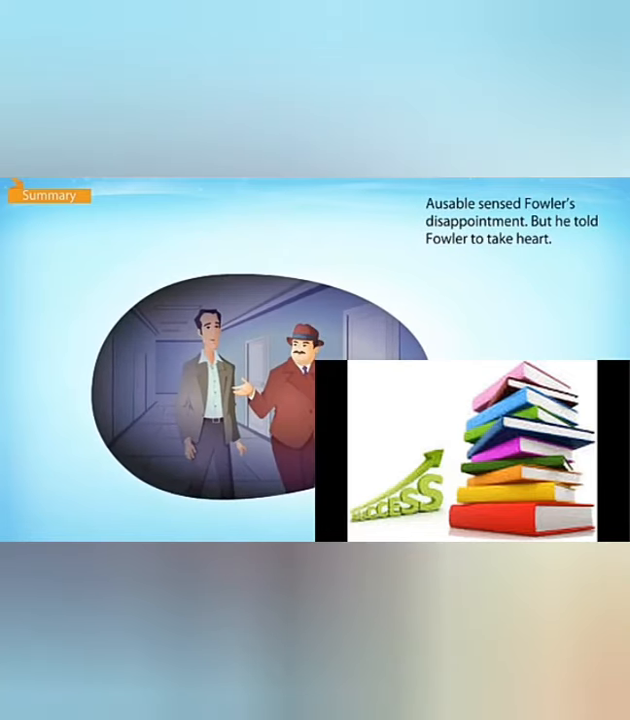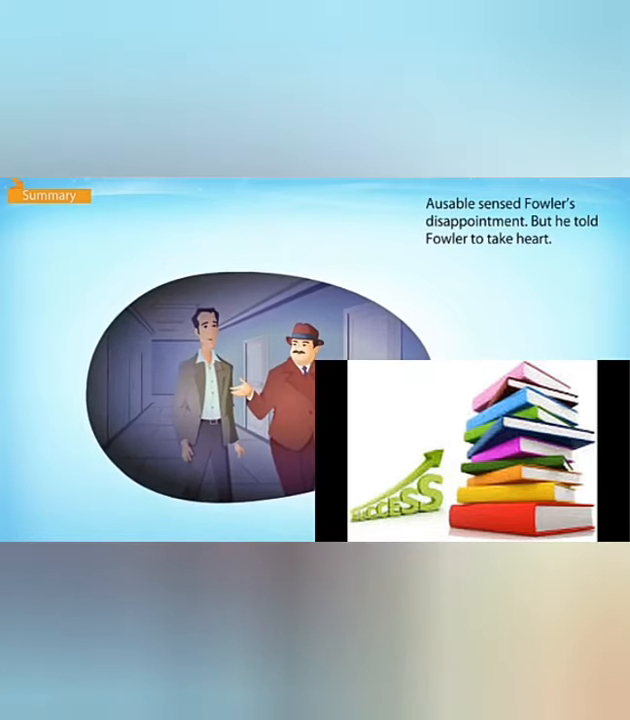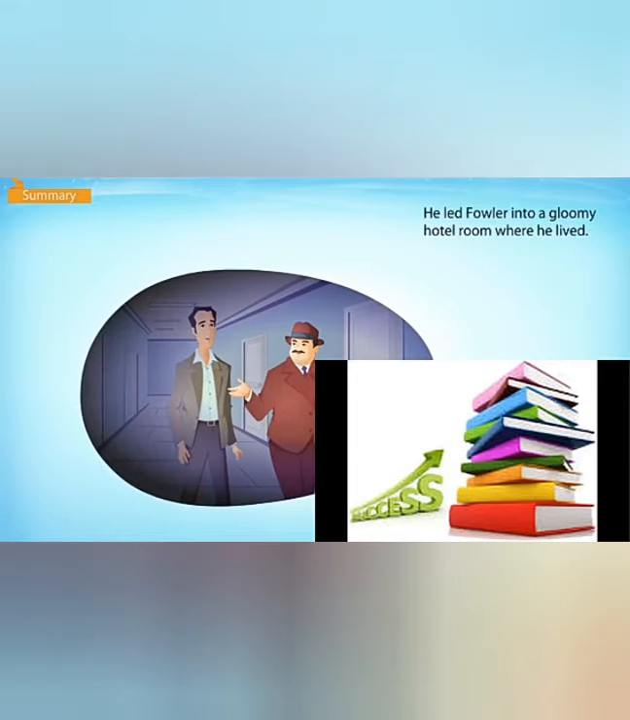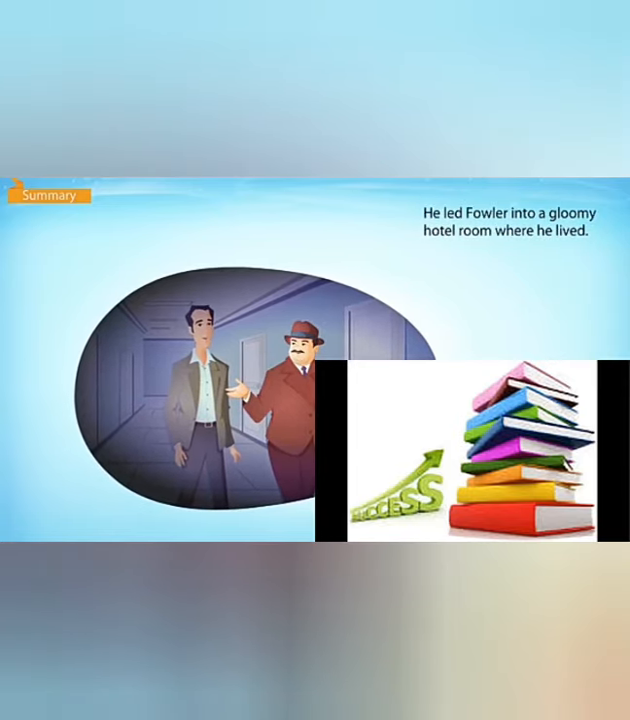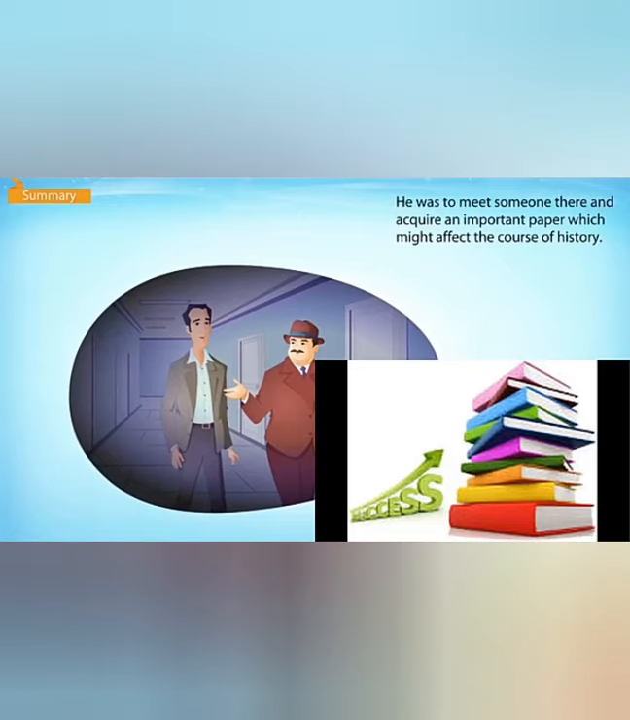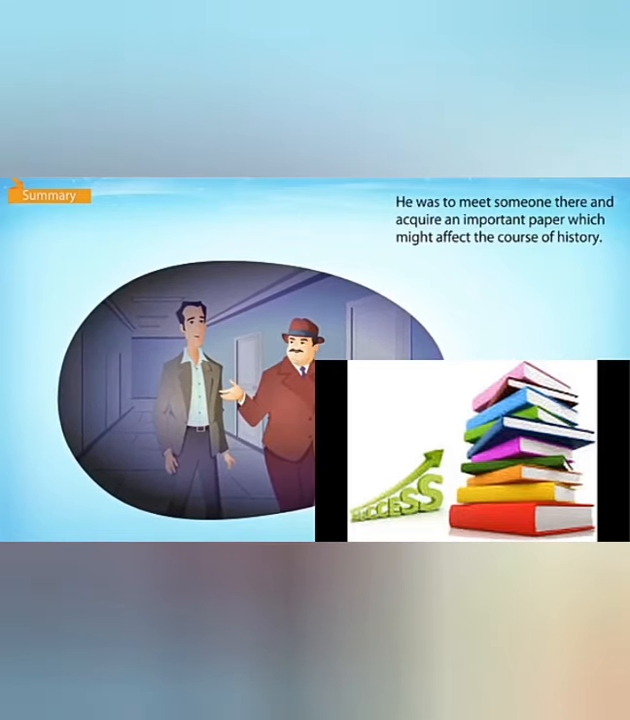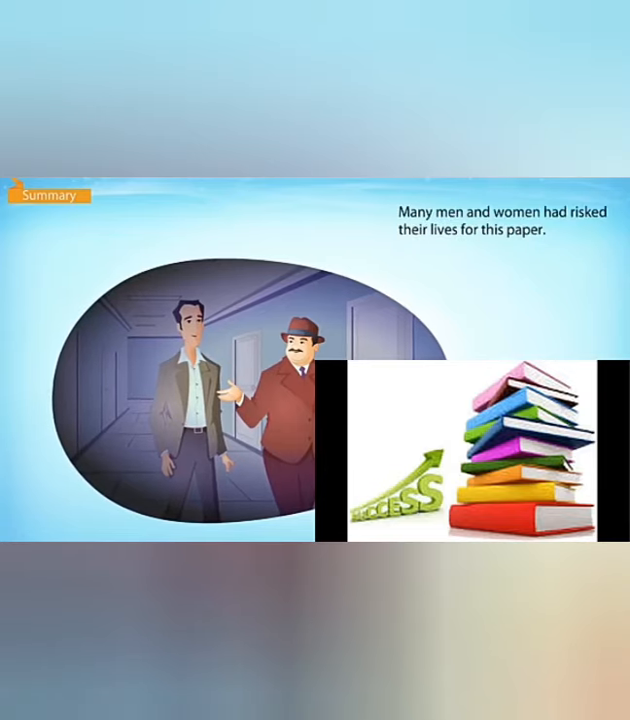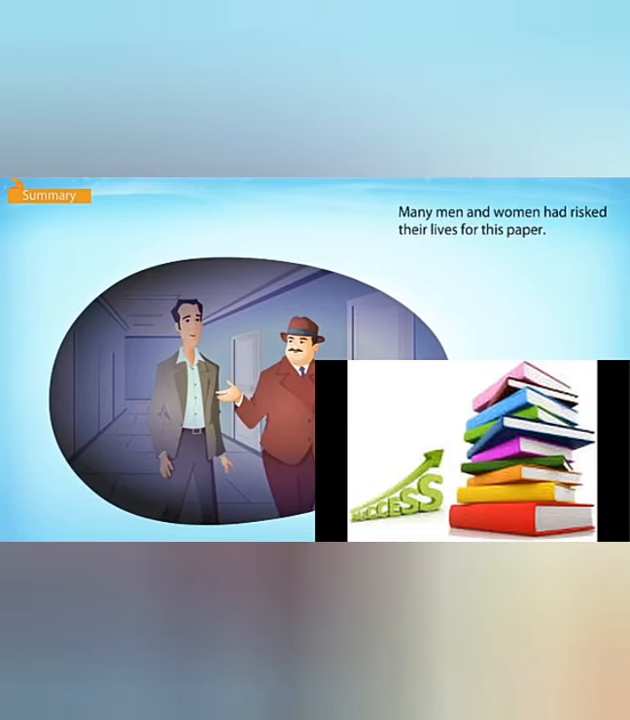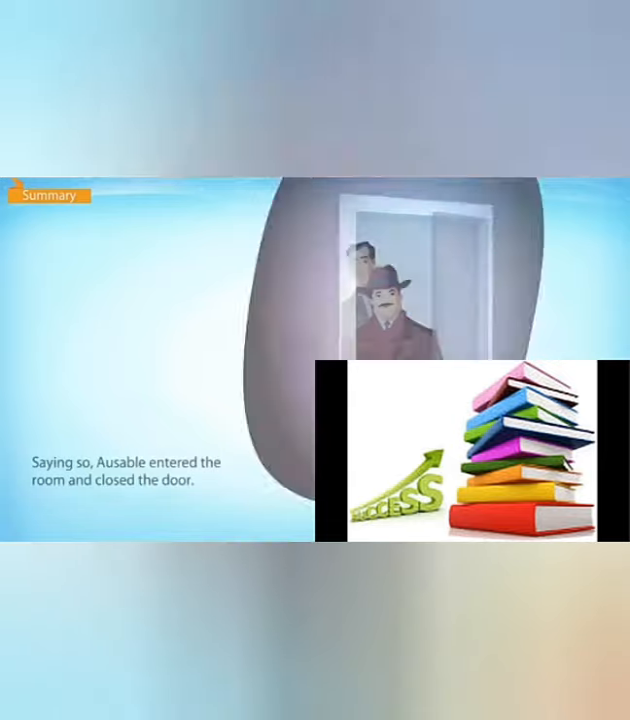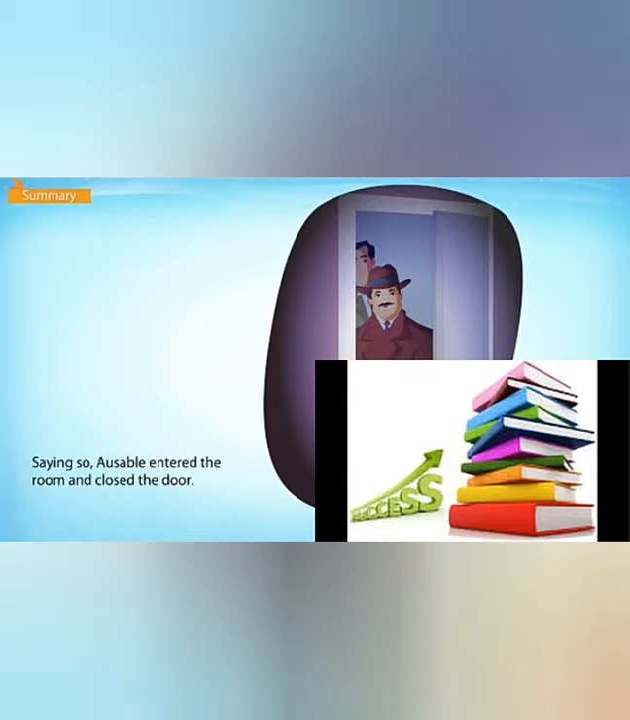Ausable sensed Fowler's disappointment, but he told Fowler to take heart. He led Fowler into a gloomy hotel room where he lived. He was to meet someone there and acquire an important paper which might affect the course of history. Many men and women had risked their lives for this paper. Saying so, Ausable entered the room and closed the door.